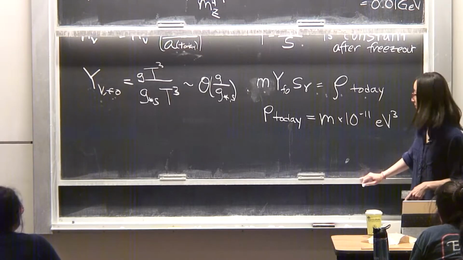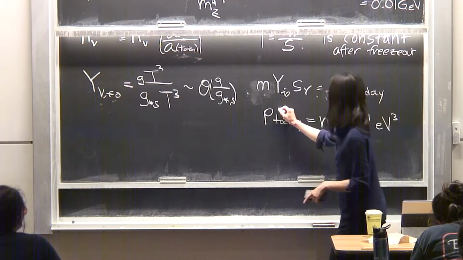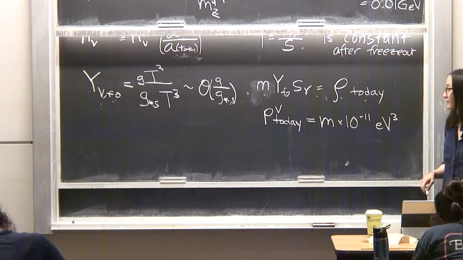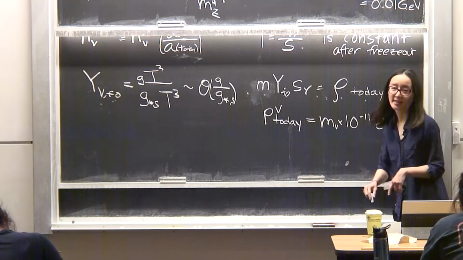Sorry, is that rho today for neutrinos or dark matter? Yeah, sorry, neutrinos, I'll put that. Or anything that was relativistic.